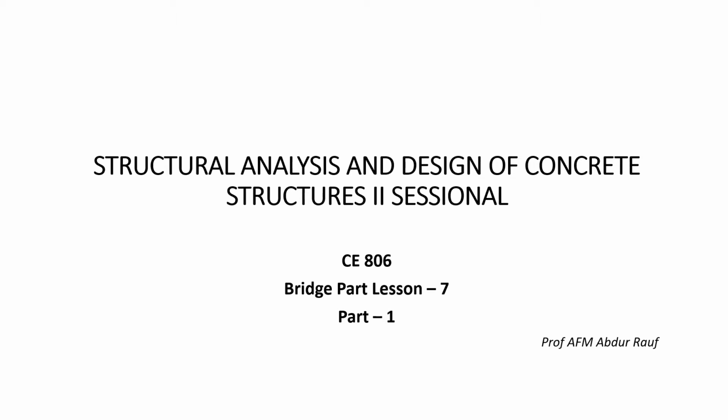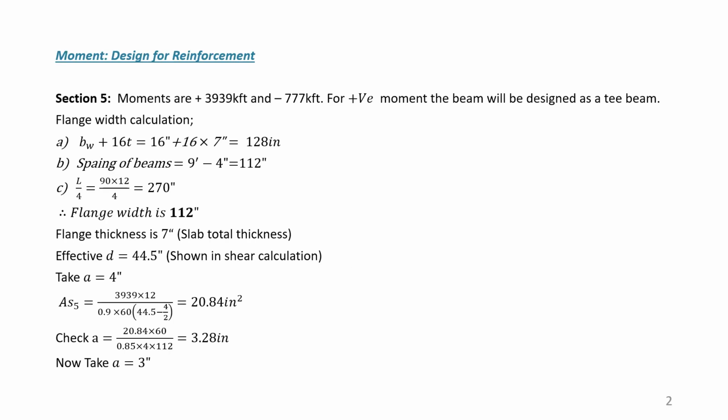The moments at section 5 are calculated moments: 3939 kip-feet is a positive moment and minus 777 kip-feet is a negative moment. First of all, we will be designing for positive moment. We will calculate the reinforcement for positive moment.